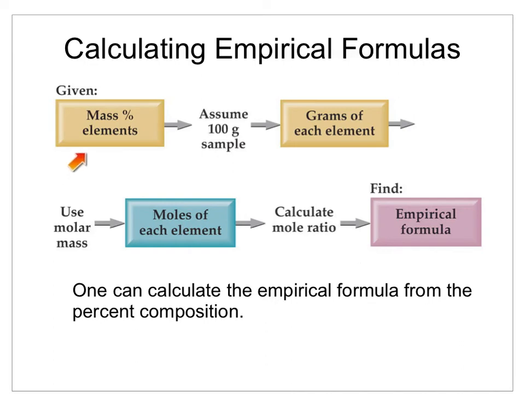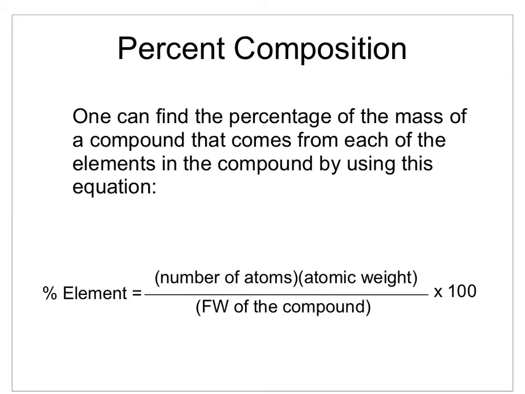The mass percent composition of a particular element is simply the percent by weight of the compound that is due to that element. Again, percentage composition is the percent of the total mass of the compound that is due to a particular element. The formula for percent composition is the number of atoms of a particular element times the atomic weight of that element, divided by the total weight of the compound, multiplied by 100 to give percentage composition.